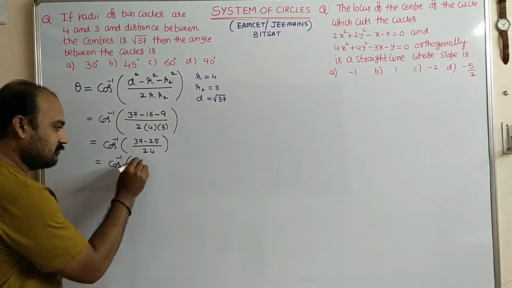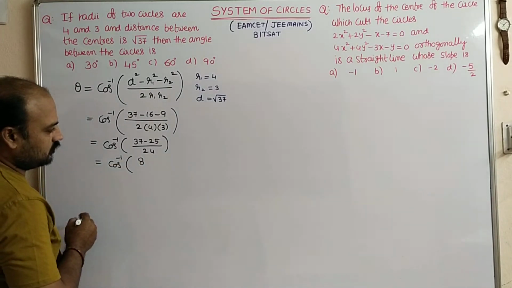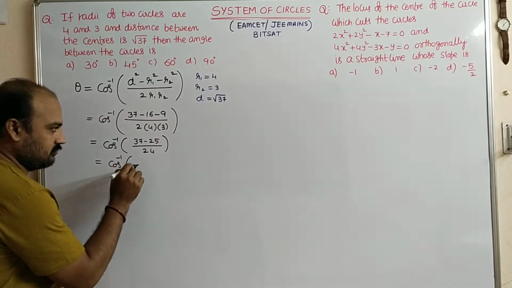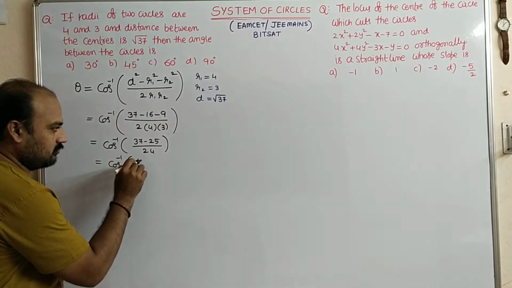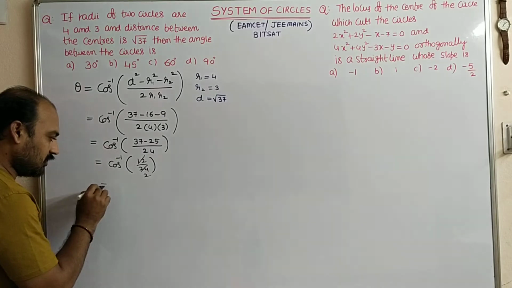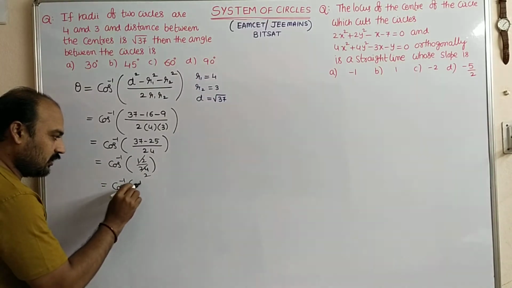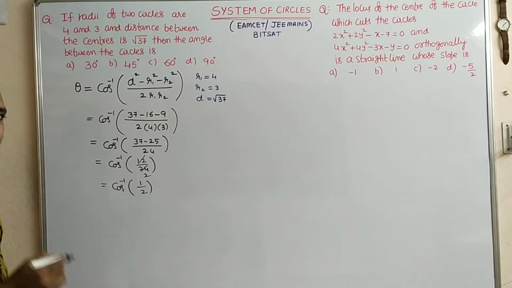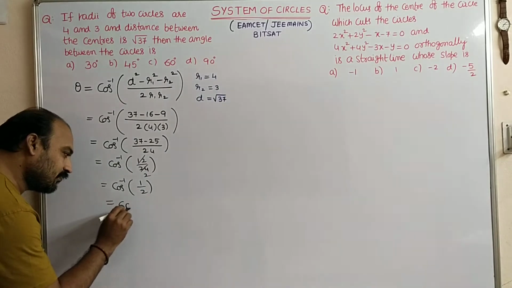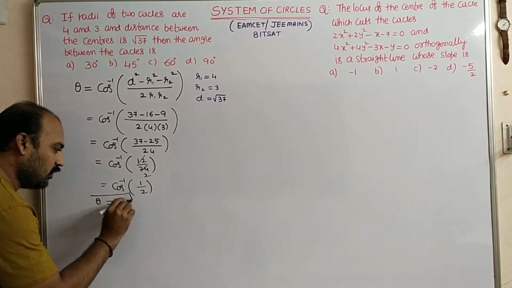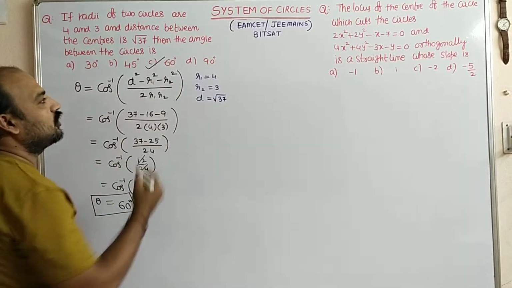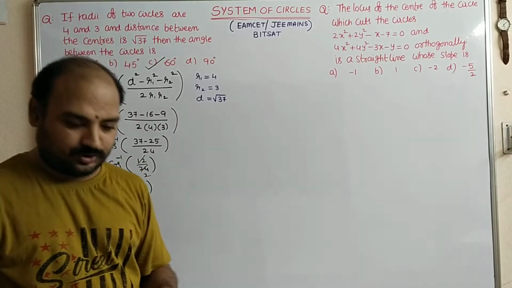How much will it be? 8. No, not 8, it's 37 minus 25. So it will be 12 divided by 24. 12 ones are 12, twos are 24. So cos inverse of 1 by 2. 1 by 2 when it comes for cos angle, in terms of cos, 60 degrees. Therefore theta equal to 60. Yes, it is right, only 60. So 60 is there in the third option. We will move to the next question.